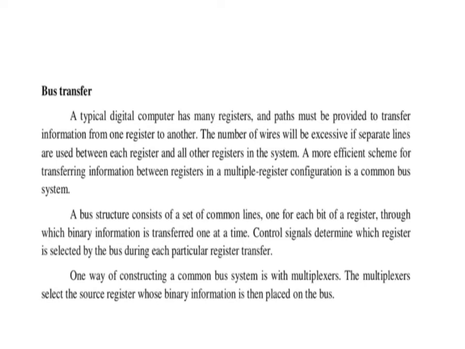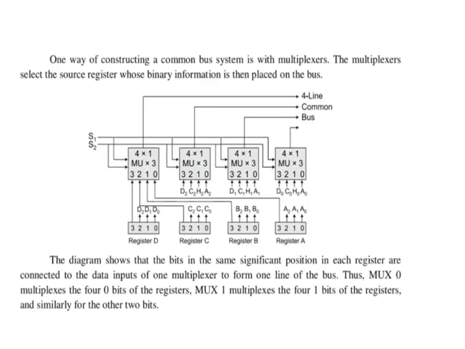Next is the bus transfer. A typical digital computer system has many registers, and paths may be provided between them. A single bus structure consists of many common lines, and different registers are used for transferring data. One way of constructing a common bus system is by using multiplexers. The multiplexer selects the source register whose binary information is then placed on the bus. This diagram shows the significant portion of each register: it consists of 4 registers connected to 4 multiplexers, and each register bit is connected to one of the multiplexers.